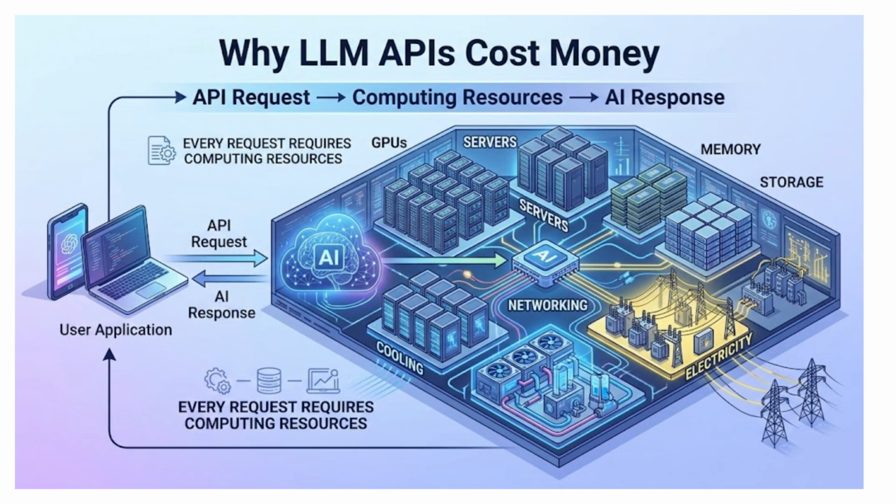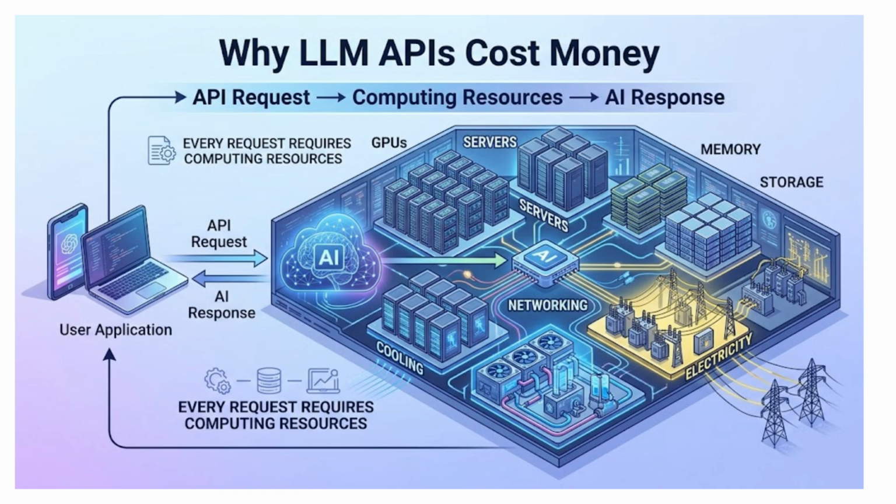Why do LLM APIs cost money? Every time your application sends a request to an AI model, the request needs to be processed using powerful computing resources. The AI provider uses specialized hardware, such as GPUs and servers, to run the model. It also requires memory and storage to handle large amounts of data. Networking systems are needed to move information between different parts of the infrastructure. And these data centers require cooling and electricity to operate continuously.